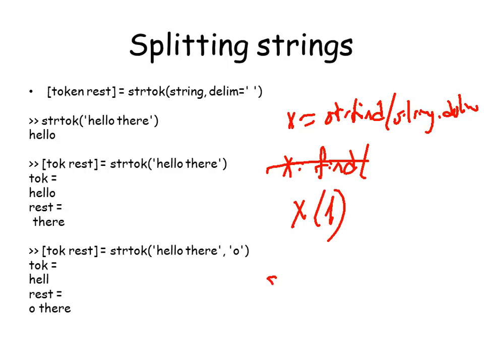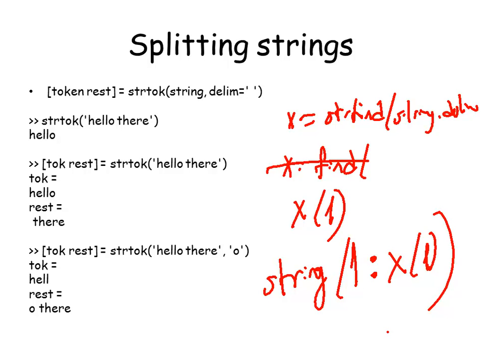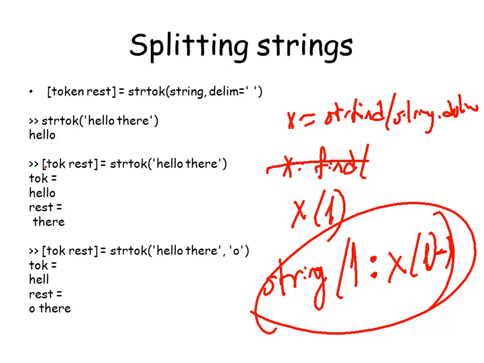And then you would do string 1 colon all the way to x1, so all the way to the first occurrence of that minus 1 actually, if you don't want to include it in your output string. So this will give you the same result as this, hello. But you also additionally need to check to make sure that there is at least one match. If there are no matches, then x will be empty.